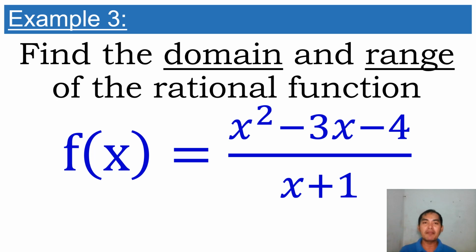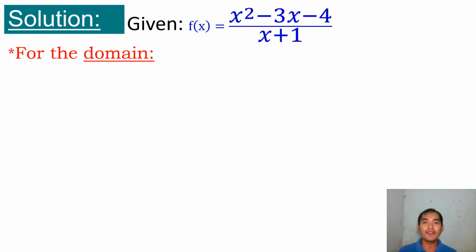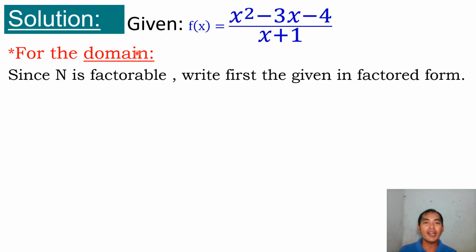Okay, another example. Find the domain and the range of the rational function f of x equals x squared minus 3x minus 4 all over x plus 1. So our given is the numerator is factorable. So it's better to write first, or to express the fraction or the function in factored form. So write first the given in factored form.